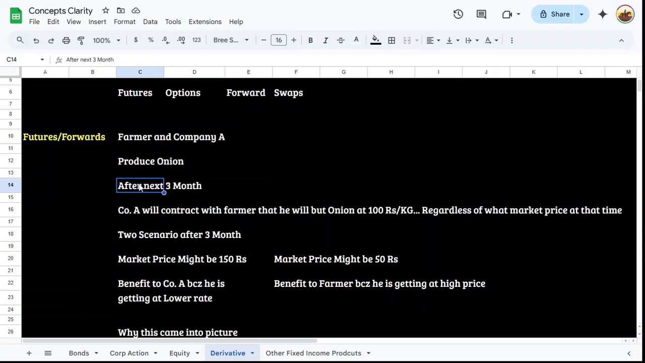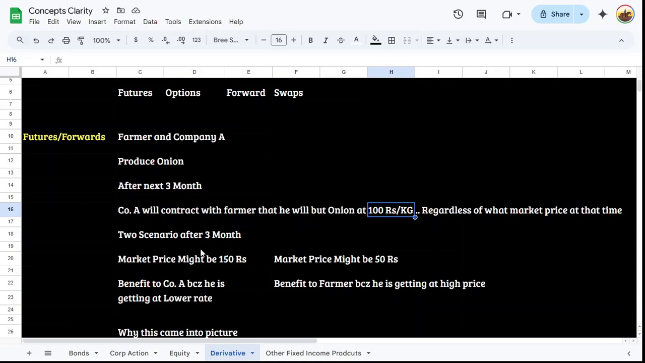So there will be two scenarios after 3 months. Suppose today is January, then February, March, April. In April the market price might be 150 rupees per kg, or it might be 50 rupees per kg, anything can happen. If the price is 150 rupees per kg and the company has contracted with the farmer at 100 rupees, whatever the price, the company is going to pay 100 rupees per kg to the farmer.